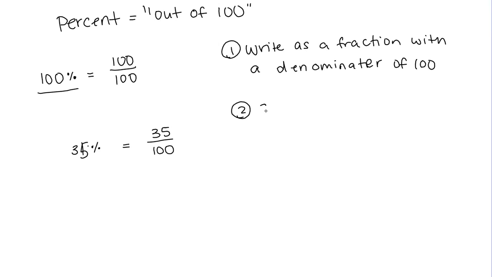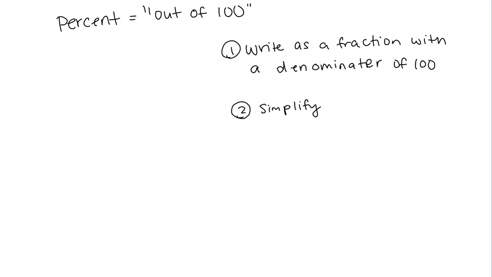Our next step then would be to simplify. Now we know that 35 and 100 can both be divided by 5. So when we simplify by dividing by 5, we're left with 7 out of 25.